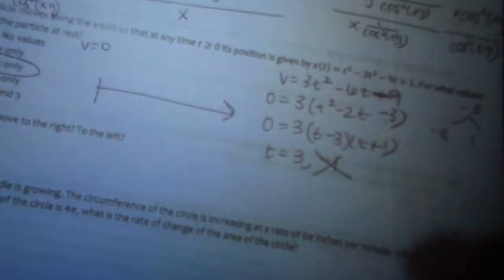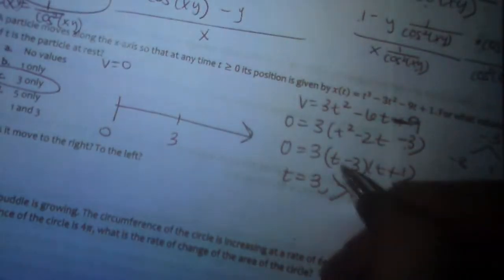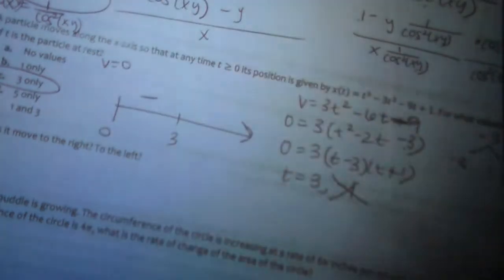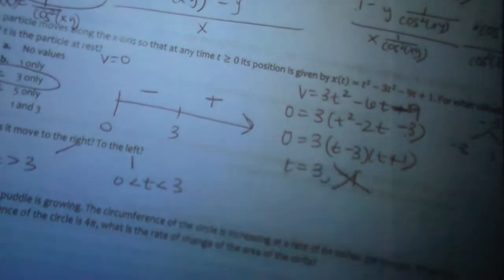When does it move to the right and left? So 3, starting at 0, going onward. If you plug in 2, that would be a negative, everything else positive. So then here it is moving to the right for t greater than 3, and moving to the left between 0 and 3 seconds.